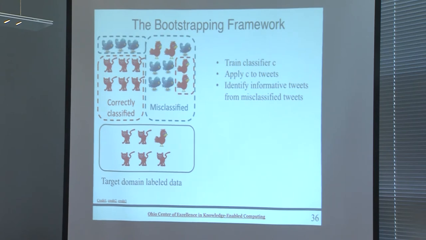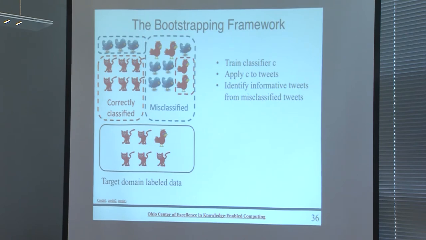Okay, so just now I explained why I select informative tweets from misclassified tweets, right? But again, you guys may not believe me. So later in the experiments, I will try three different options. Select informative tweets from misclassified tweets, okay? So that is one option. And select informative tweets from correctly classified tweets. And select tweets from all the tweets, right? That will be the superset. So hopefully the experiments can justify why I chose this way.